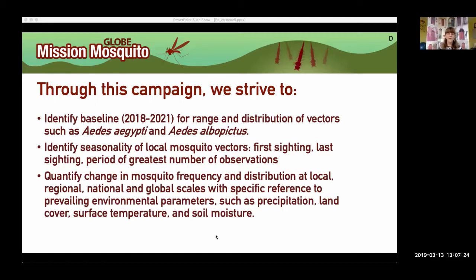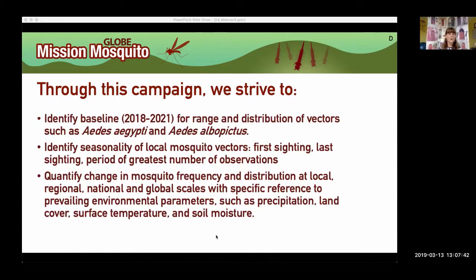So the first thing we strive to do is to identify the baseline from 2018 through 2021 for the range and distribution of vectors, meaning the mosquitoes, such as the Aedes aegypti, the Aedes albopictus, and we're also looking at the Culex.